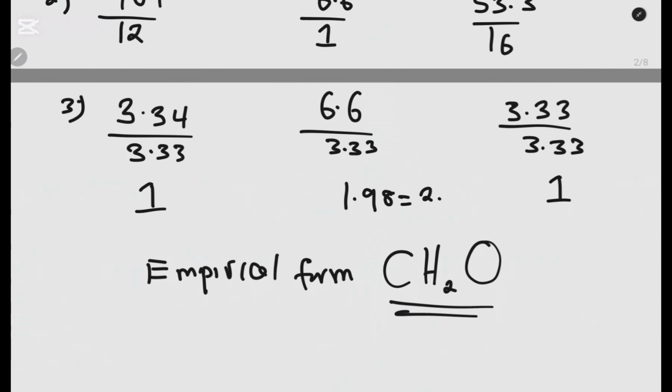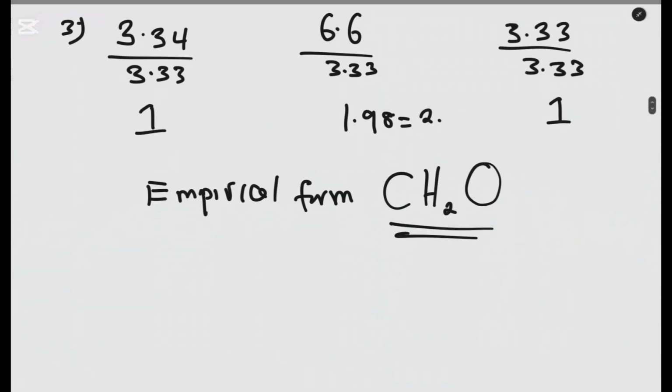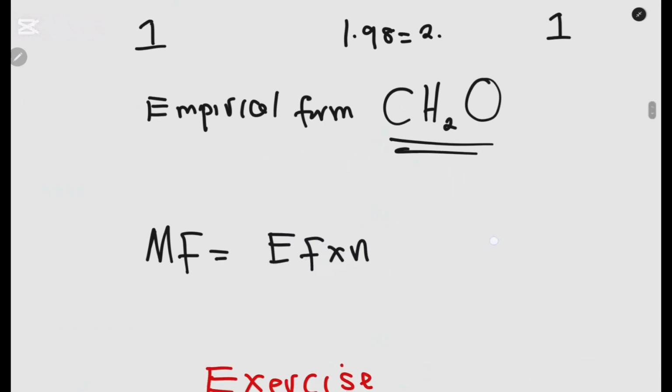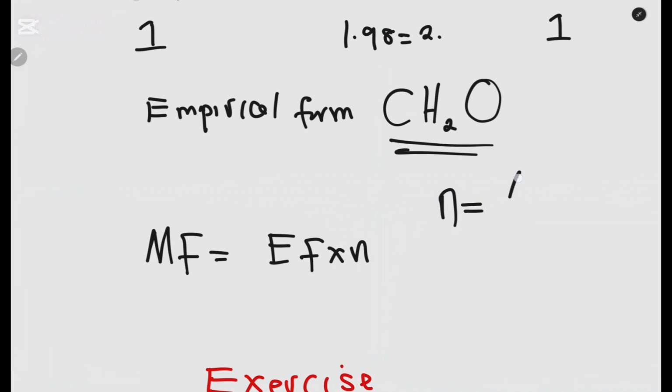Have we written the molecular formula? No, we are yet to go there. So for us to write the molecular formula, let me say MF is equal to empirical formula times N. So the empirical formula, we have it, but do we have N? No, we do not have it. So N, how do we find it? Molar mass divided by what? Empirical formula mass. I'm just abbreviating this, but you can write in full.